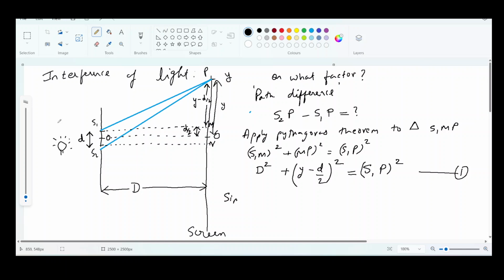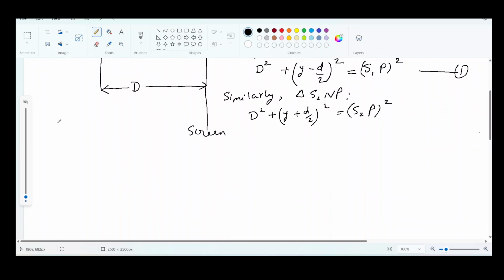Similarly, if you apply Pythagoras theorem to triangle S2NP, we get D square plus y plus d by 2 whole square. Why d by 2 square? Because here d by 2 more is required. So D square plus y plus d by 2 whole square is equal to S2P whole square. Okay. Let this be called equation 2.